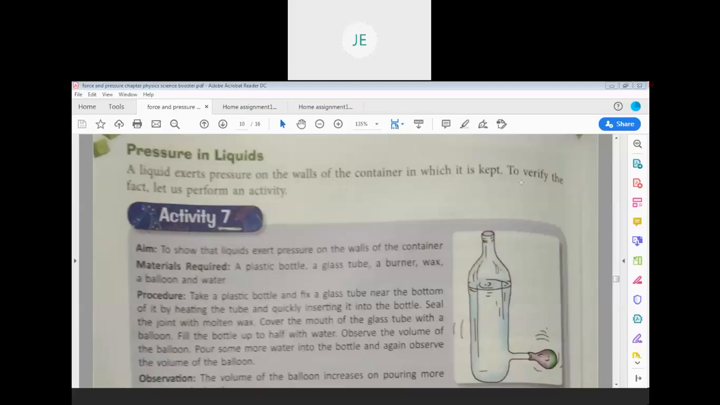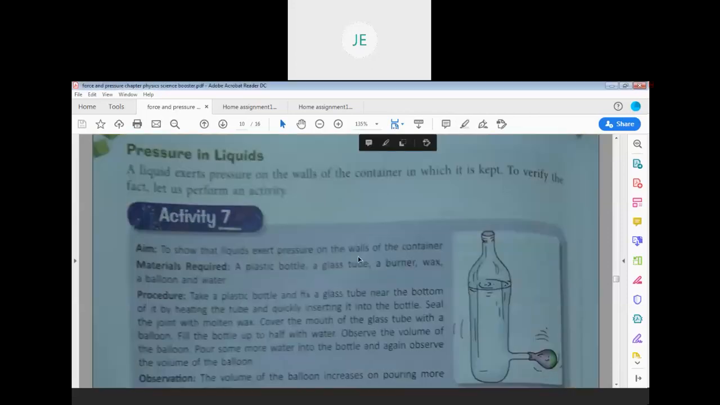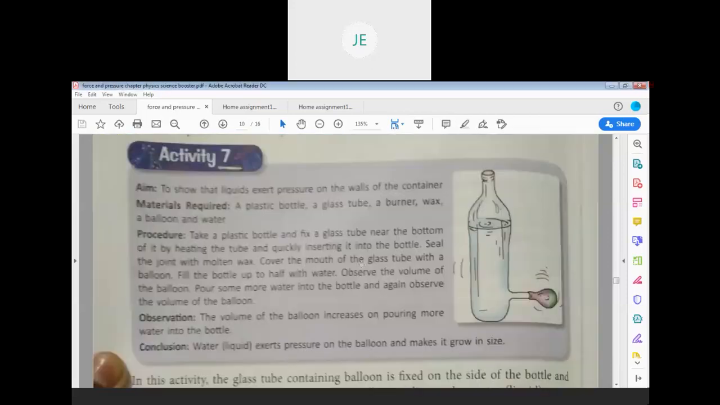A liquid exerts pressure on the walls of the container in which it is kept. To verify this fact, let us perform this activity. Take a plastic bottle, a glass tube, a burner, wax, a balloon, and water. Take a plastic bottle and fix a glass tube near the bottom.